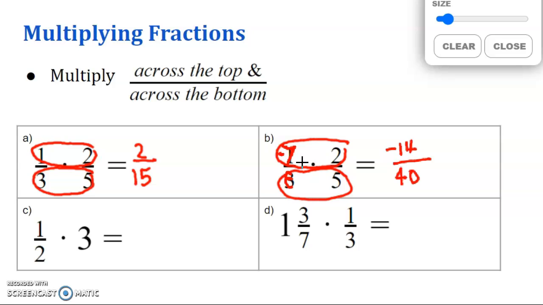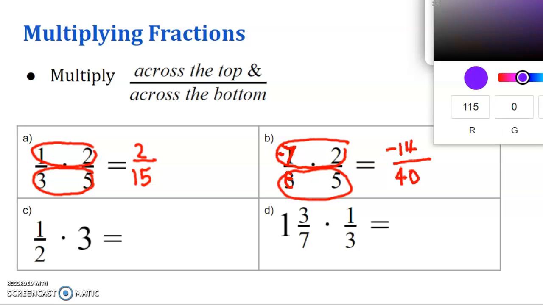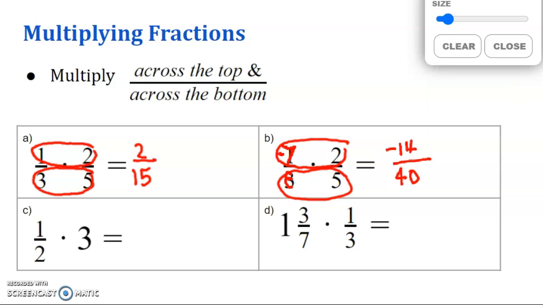Okay, now there's something called simplifying the fraction. So when you have your answer, you need to always be looking to see, can I simplify this further? Is there a number I can divide both top and bottom by? When the numbers are both even, that means at the very least, we can divide both top and bottom by 2. So then it becomes negative 7 over 20. And that's my final answer.